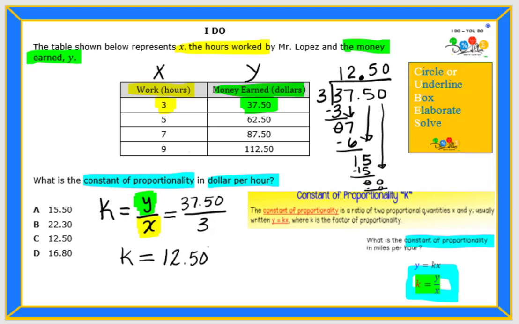So when I divide 37.50 by 3, I get 12.50. Remember that y was the dollars earned, so this was dollars and this was hours. And that's how we have dollars per hour, $12.50 per hour. So this is our constant of proportionality. In other words, this is our rate of change or our unit rate. So Mr. Lopez is earning $12.50 per hour.